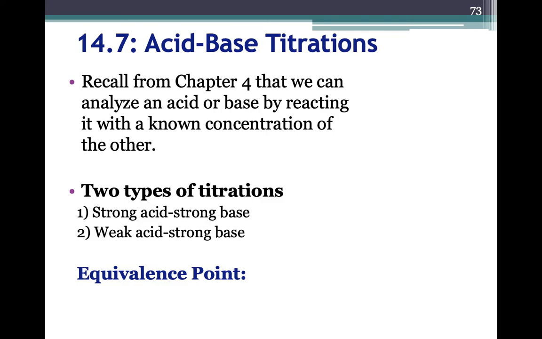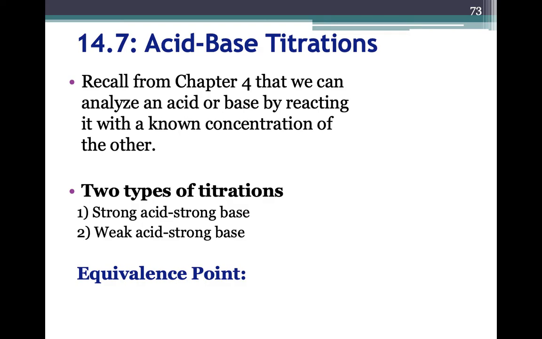So there are two types of titrations, and actually there's more than two. You can either have a strong acid with a strong base. You can have a weak acid with a strong base, or you could have a weak base with a strong acid. So please add that one to your notes.